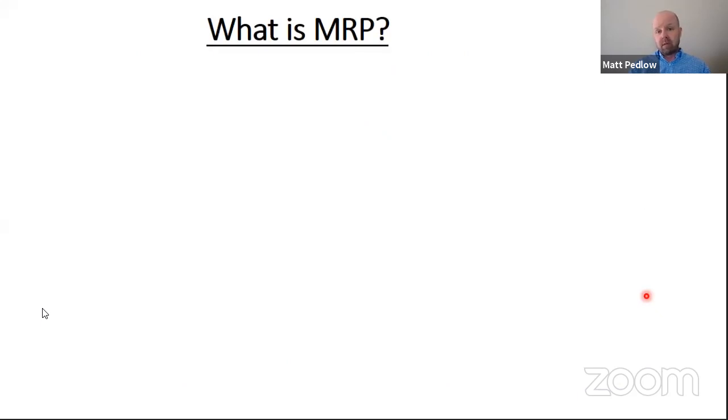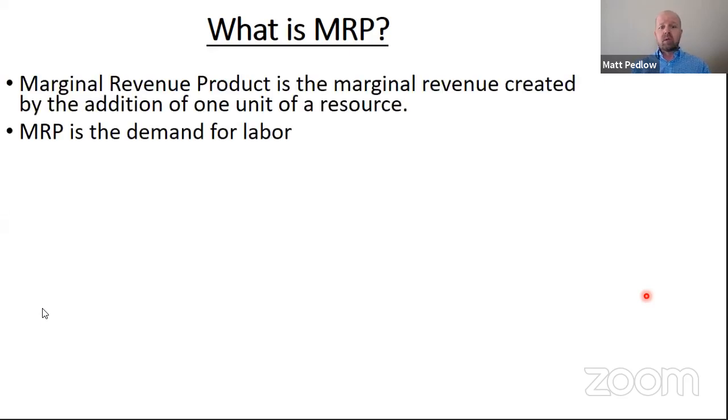So M, you can figure it out, marginal, because everything in micro is marginal. So marginal revenue product is the additional revenue created by the addition of one unit of a resource. So if I hire one more person, it's the additional revenue that person will make me. So think about this for a minute.